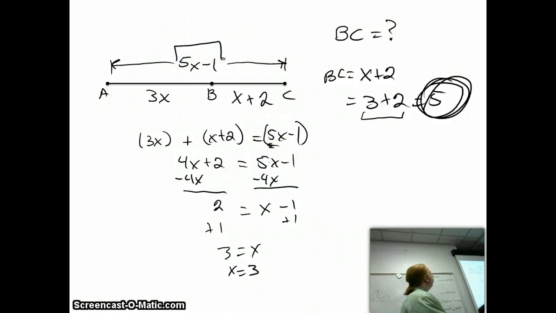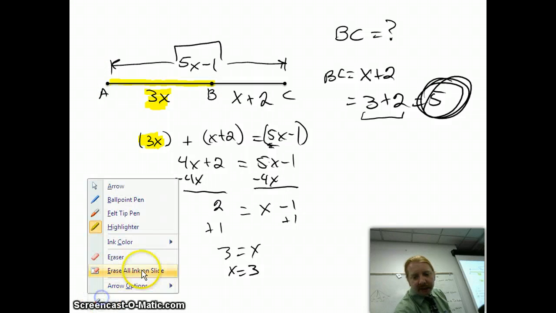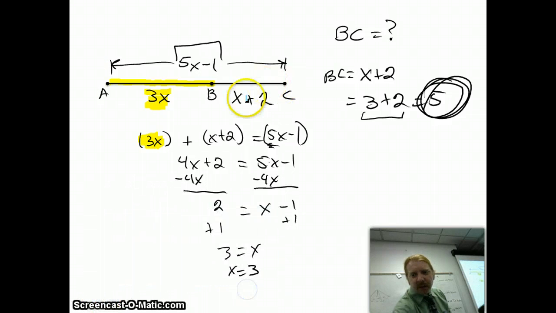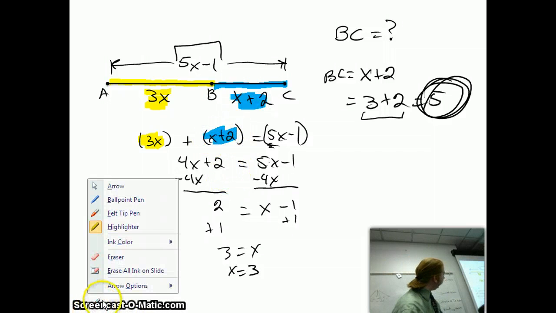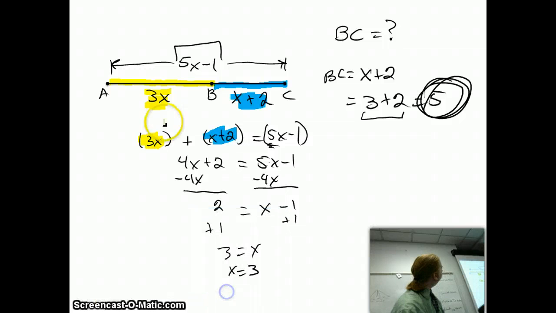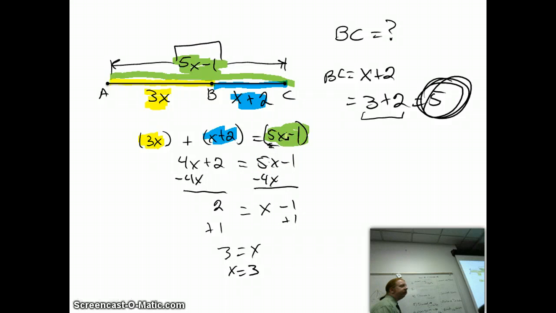I'm saying that the AB, let's go back and highlight what we're talking about. This segment right here, which is 3x, is there. I'm going to add to that this segment, which is the x plus 2. That's right here. And that whole thing is going to give me the whole segment, the whole thing, 5x minus 1. And then it's just algebra after that.